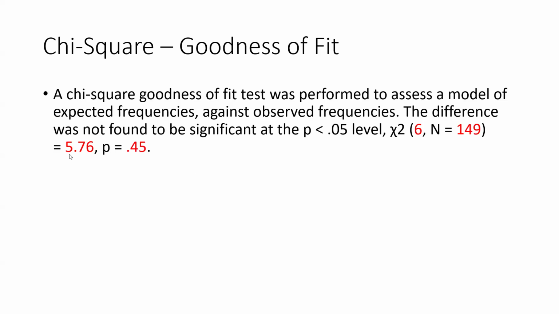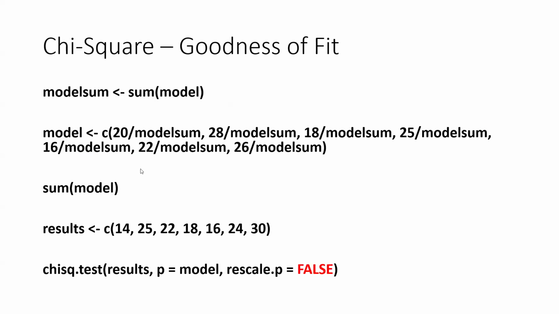Here is our chi-square value to two significant figures, 5.76, and here is our p-value. So if we wanted to do this in R, this is how you would do it. And you can test this on your own if you'd like.